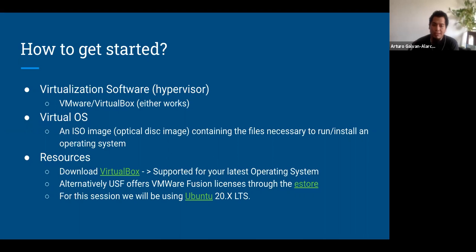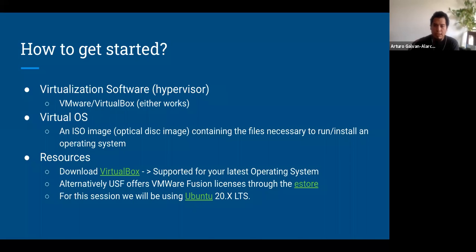Now, virtual OS, what is that exactly? ISO images are basically a file that can store lots of dependency files to boot up an operating system. So it's kind of like a snapshot of an operating system that can be started up in a specific virtualized environment. So that's the breakdown of what an ISO image is.